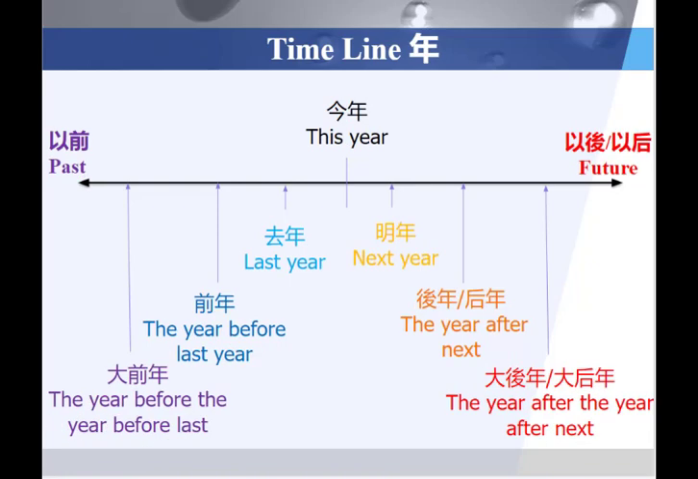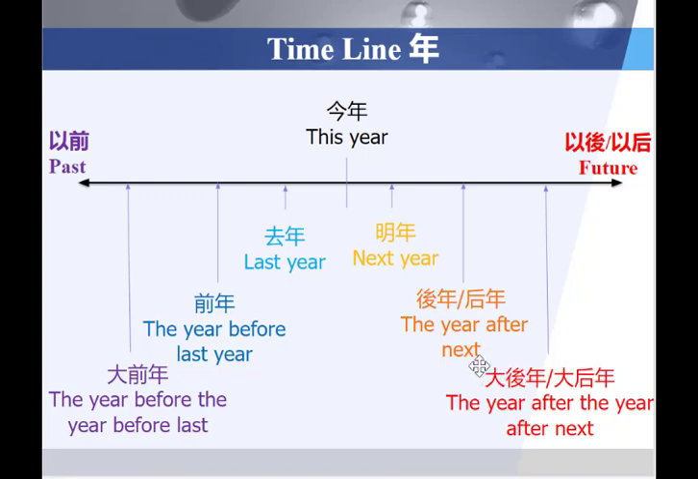Next, we'll go to 年, because 年 is actually very similar to 天. So let's look at 年. We have 今年, this year. Next year is 明年, okay? And the year after next is 后年.